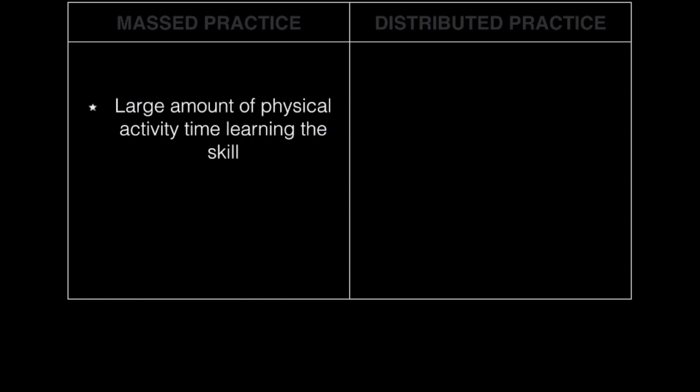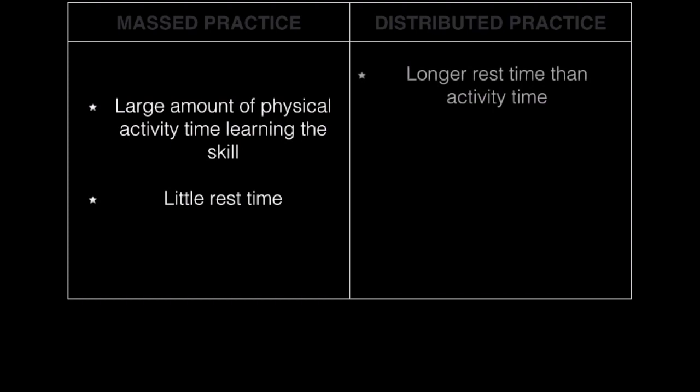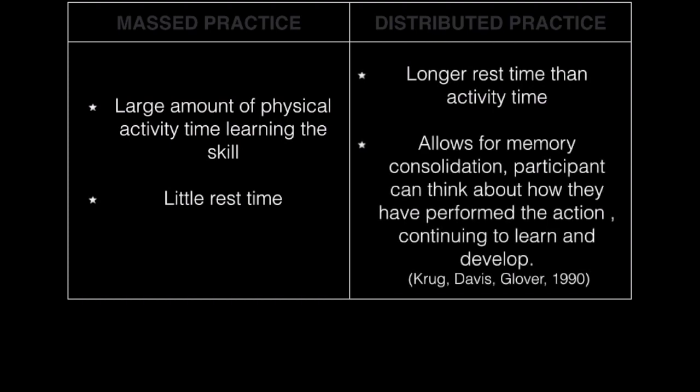When distributing training, there are two different types of practice. Mass practice is where there is a relatively large amount of time in the physical activity practice and the engagement of the skill with little rest time involved. Distributed practice involves rest time that is typically a lot longer spent than practicing the skill. It allows for memory consolidation where the participant can think about how they have performed the action and continue to learn and develop the skill.